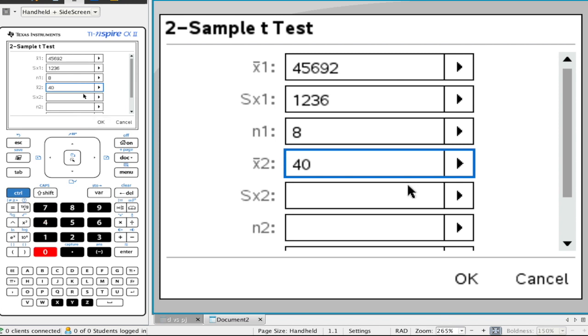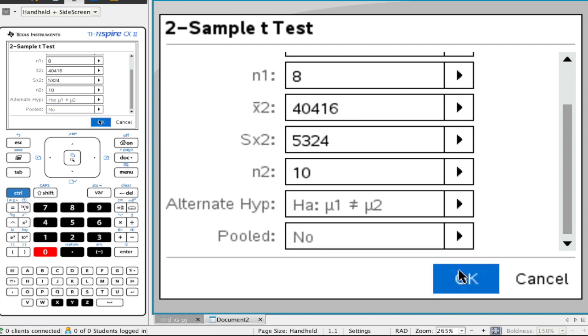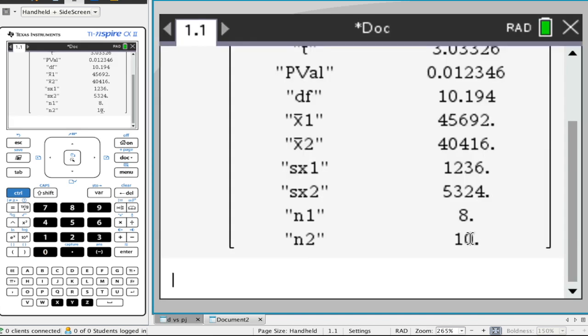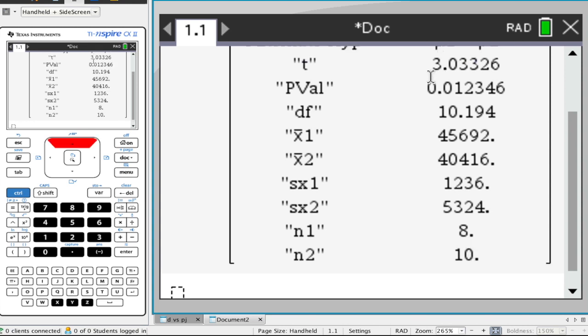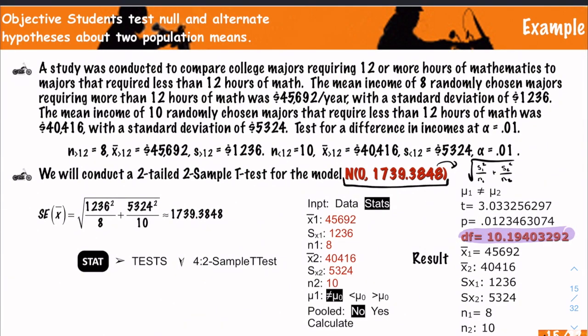Our average for our second population is 4416. Our standard deviation is 5324, and our sample size is 10. Now note, we're going to do a two-tailed test, so we are looking if they're not equal to. We are not pooling, and so we type in calculate. And when we calculate this, we're going to get our t-value, our p-value, our degrees of freedom, and this is what I want you to highlight. Degrees of freedom, we are not going to calculate, but this is where it comes from. Then we have our averages and our standard deviations and our sample sizes. So here's our results. What should we conclude from this?